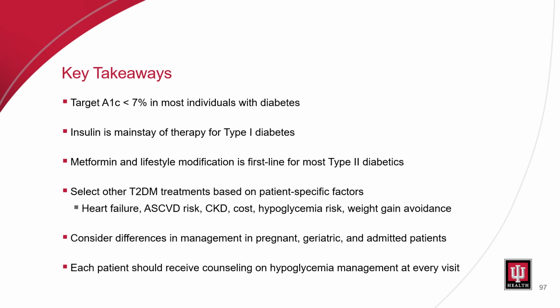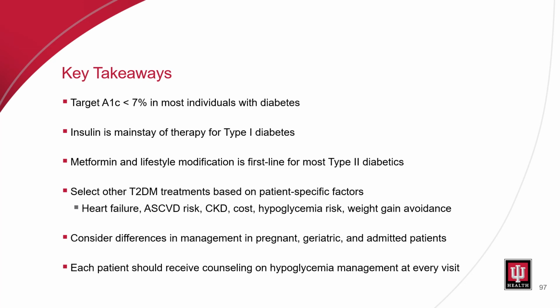That concludes our lecture today. So some things that I hope that you can take away from this lecture is that we target an A1C of less than 7% in most individuals with diabetes. However, you can individualize these A1C goals. Insulin is the mainstay of therapy for our type 1 diabetics. Metformin and lifestyle modification is first line for most type 2 diabetics. And then we can select other type 2 diabetic treatments based on patient-specific factors.